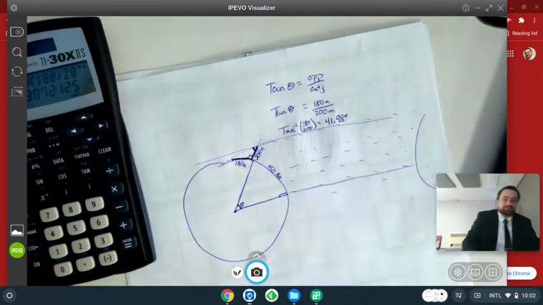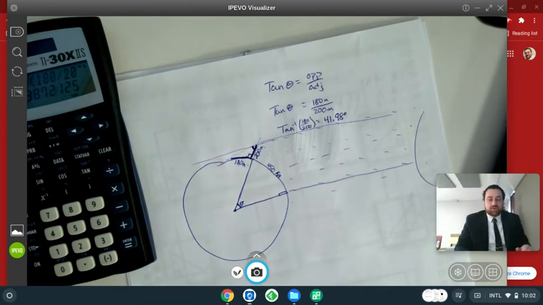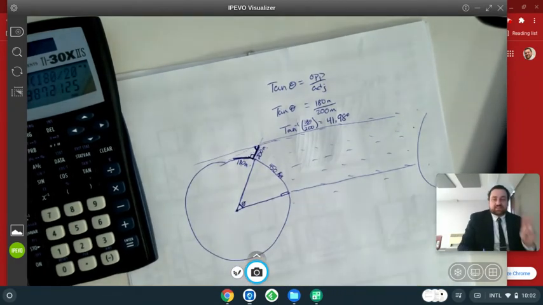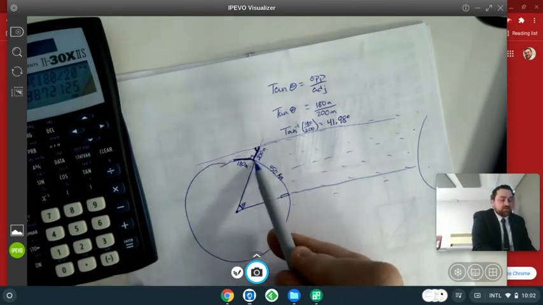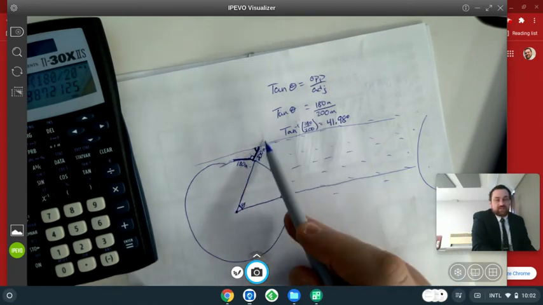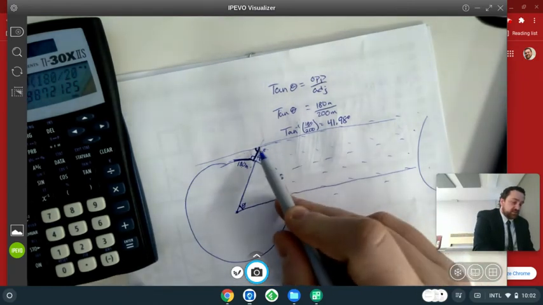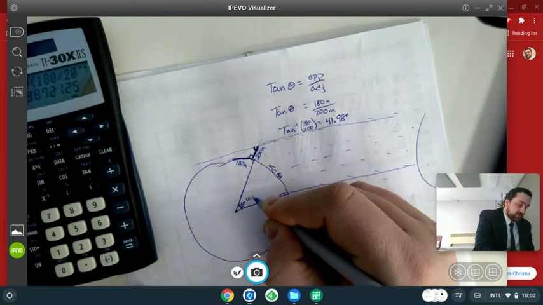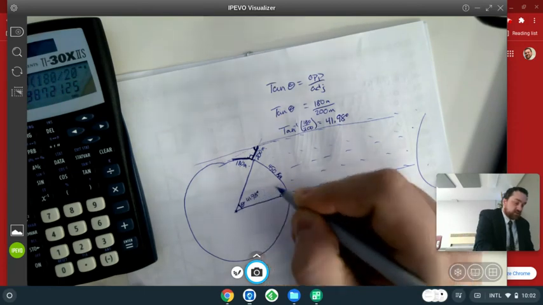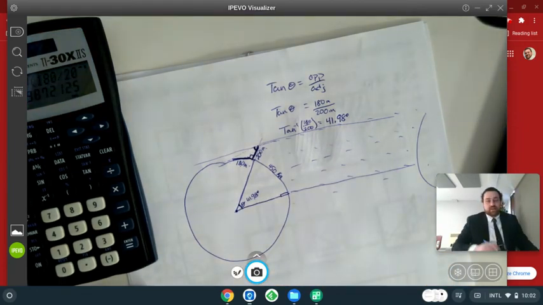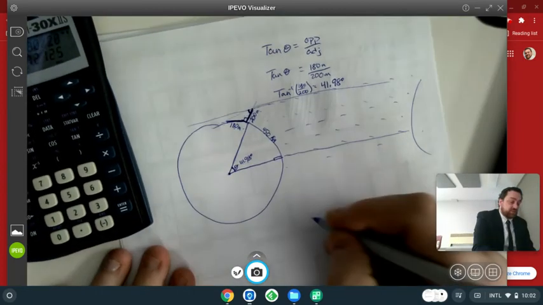Okay, so the first part was drawing and labeling everything. The second part was doing this triangle part to get this angle. So if I know this is 41.98 degrees, I know that this is 41.98 degrees also. Okay, that's the second part. The final part is actually pretty simple. It's just a proportion.